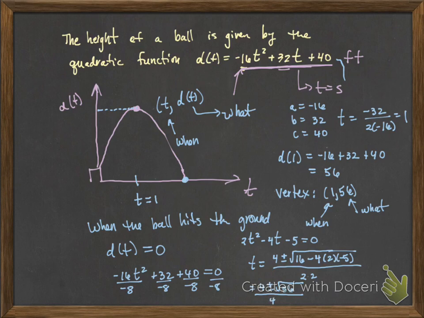Now one of those is going to give us a negative time, which we'll exclude, and so we only consider the positive one, and it's about, if you plug this into your calculator, 2.9 seconds. All right, so when the ball hits the ground is after 2.9 seconds. Excellent.